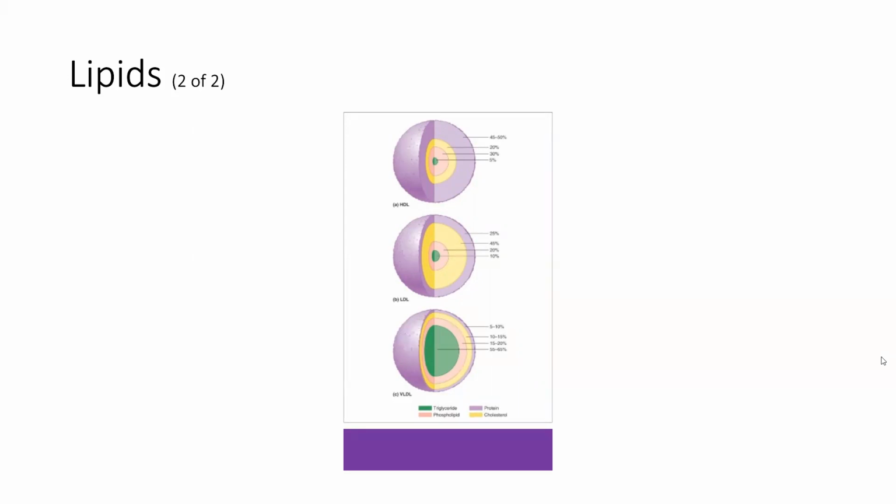So we can see in the HDL, let's start from here, the green portion is the triglycerides in HDL. In high density lipoprotein, the triglycerides are always the minimum and the protein is the maximum. In the LDL, the protein is also getting lower, but what is maximum? The yellow part, that is cholesterol. So LDL means the cholesterol is too much. In the case of VLDL, you can see the triglyceride is too much. So all these are different kinds of lipids.